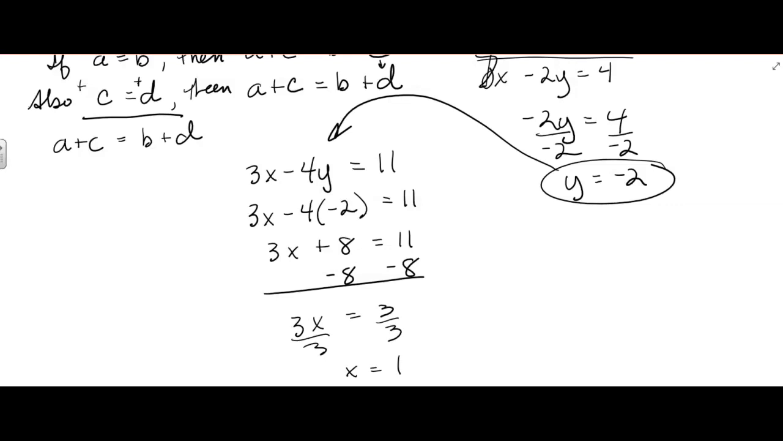So I solved for x and I solved for y. We're going to write this as an ordered pair. So it's going to be 1 comma negative 2. And you could check it by checking it in the other equation just to make sure it works. Okay? That's the idea behind adding equations or the addition method.